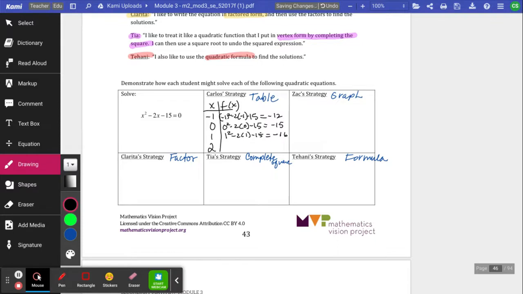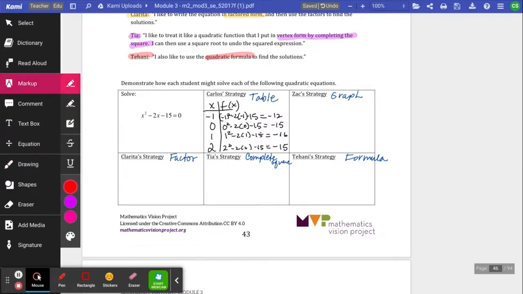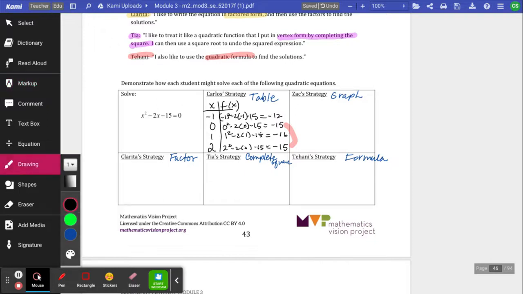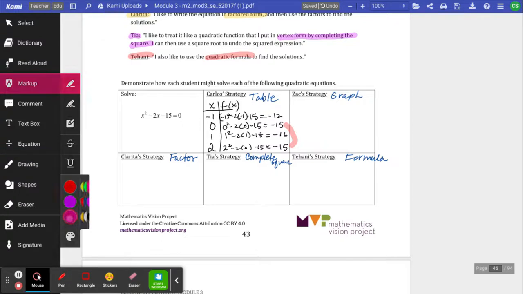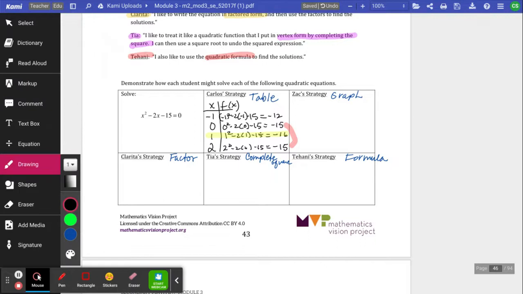And when I plug in 2, I get 4 minus 4 is 0. I get -15. So notice the symmetry here. I got lucky in choosing my x values. Notice that right here, we start to see the repeat. So that means that this right here is our vertex, or the middle of the parabola, your line of symmetry. And so this table is now going to help us go and graph it for Zach's strategy.